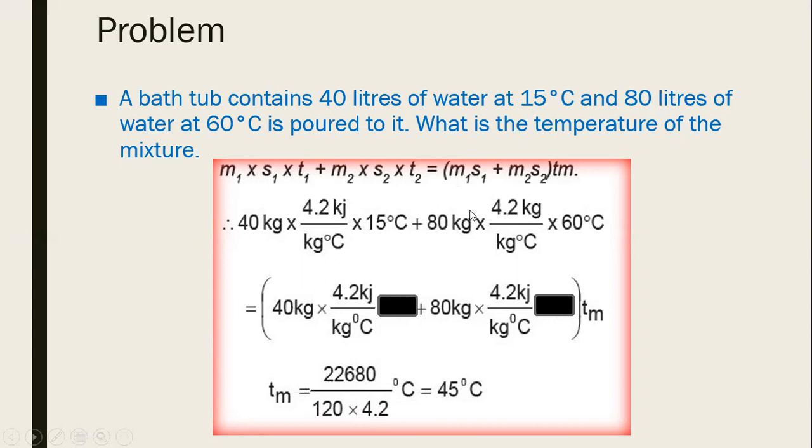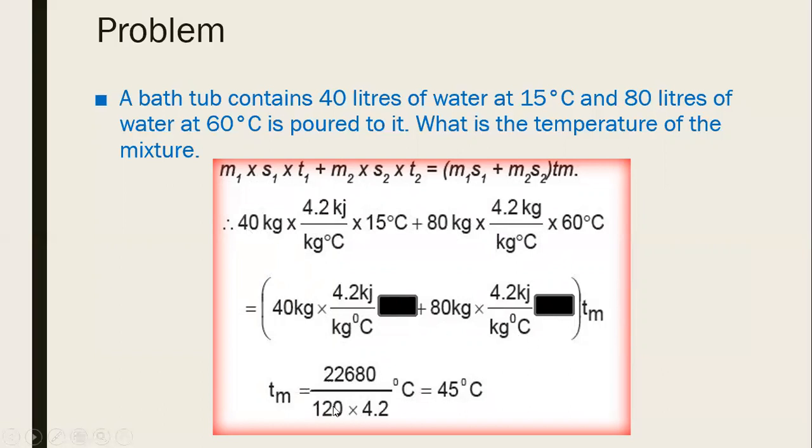This will be equal to m1 s1, 40 kilogram into 4.2, plus the next one, m2 s2. m2 is 80 kilogram into the specific heat, 4.2 kilojoule per kilogram, into Tm, which you have to find. When you add the left side values, you will get 22,680. Divided by this value, you will get Tm.